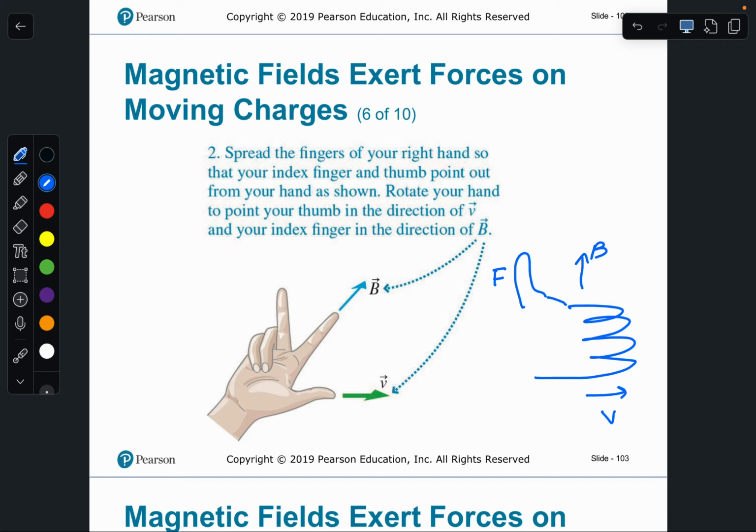So you put your fingers in V, curl them into B, and you can see the sweeping, curling motion is creating that plane, right? And your thumb is perpendicular to the plane. So it's up to you what you prefer. I like to keep this one because it's kind of the same hand motion as the other one. So F is your thumb. Whichever works for you.